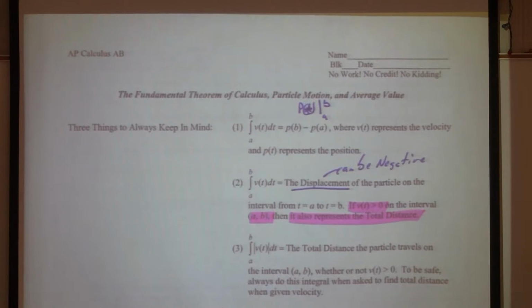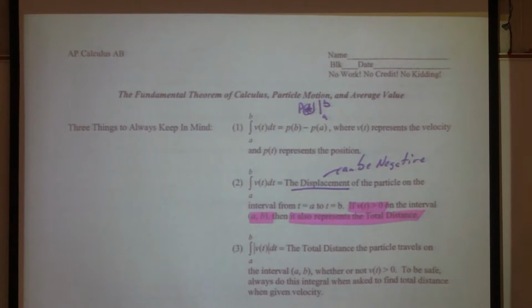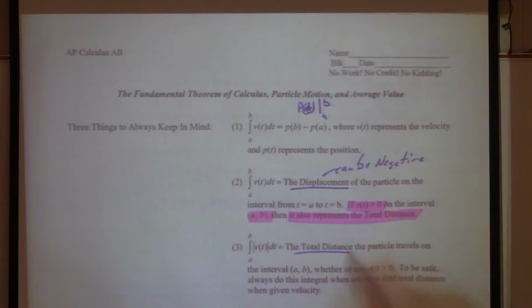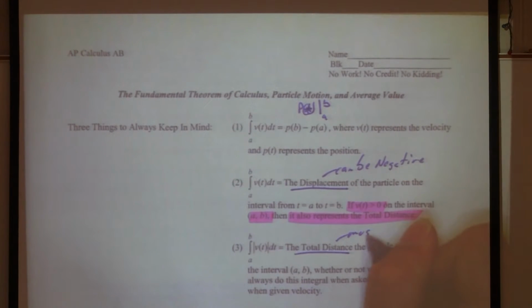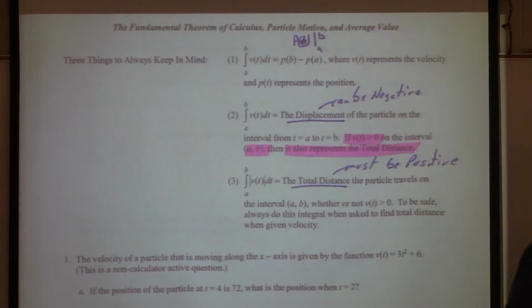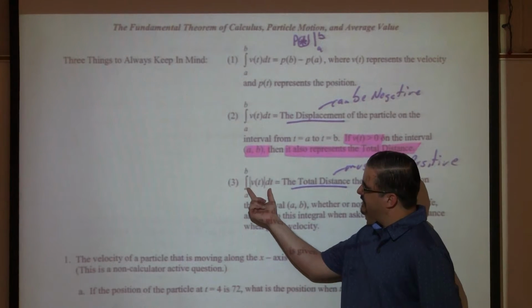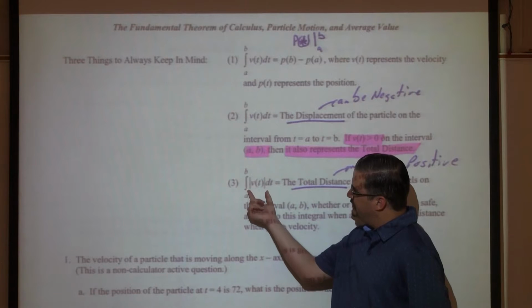Maybe? Sort of? Kind of? Alright, so how do we fix that? Okay, the next one is asking for total distance. We know total distance has to be what? Must be positive. Okay? So that's what's going to help you remember what you got to do to the velocity, okay? What do I have to do to it to make it always positive?